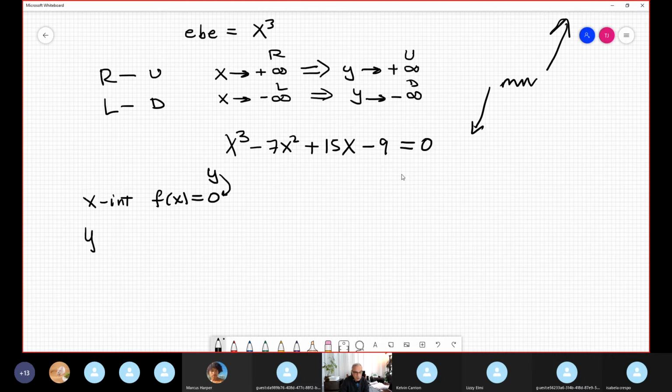And the y-intercept formula is to evaluate the function at 0, because you enforce x equals 0. And you get a number here, and this number represents the y-intercept. By the way, in this case, it's -9. Therefore, the famous y-intercept is at the point (0, -9). But this is easy because it's just plugging in.